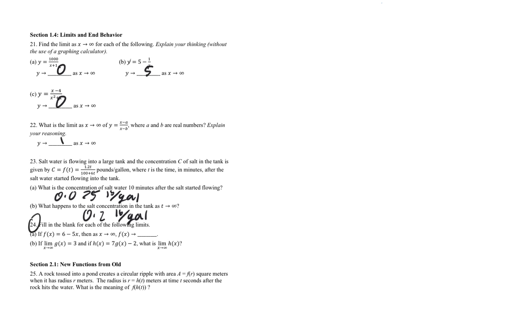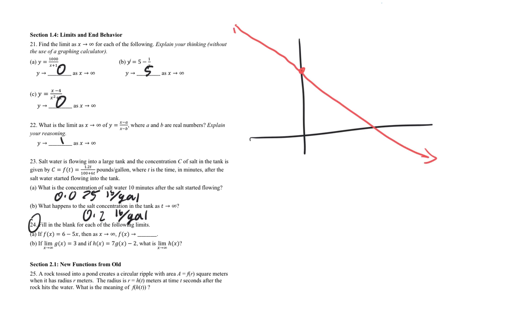For question 24, we're asked if f of x equals 6 minus 5x, then as x approaches infinity, what will f of x approach? So if you think about our graph, it will have a y-intercept of 6 and a slope of negative 5. So from here we can see this is approaching negative infinity. Therefore our answer will be negative infinity.